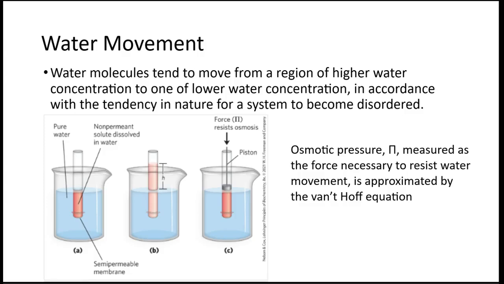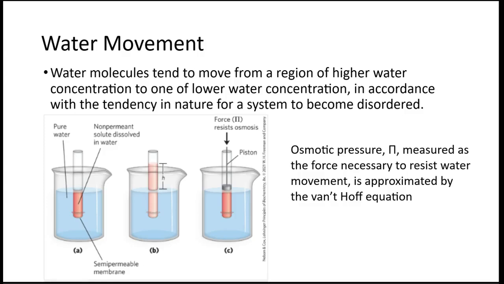And this goes with the second law of thermodynamics, where there's a tendency in nature for a system to become more disordered. Where that water moved to, that area was perfectly organized. It didn't have any water or very little water. And now that water is going to disrupt the orderliness, the organization within that system. And so you can quantify this by looking at the osmotic pressure.